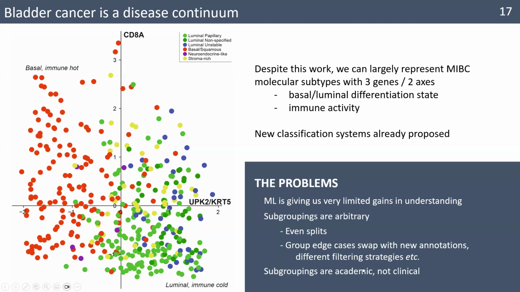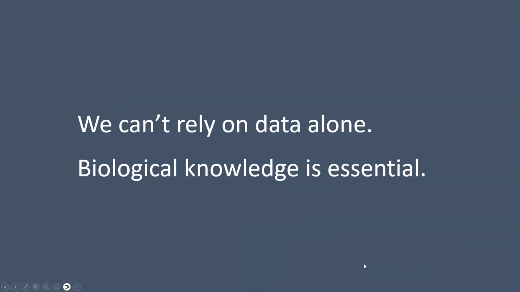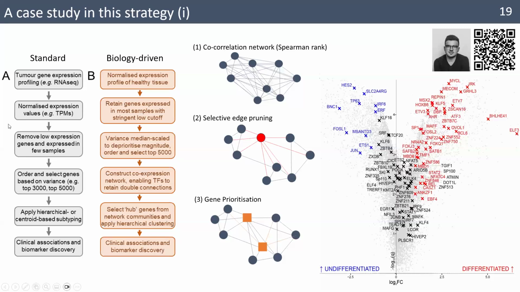So essentially, what can we do to fix this? The big problem as I see it is that we can't rely on data alone when we've got so much biological knowledge already. That biological knowledge is essential to direct our questions. And what I've done in my lab to try and fix this is by bringing the biology in. So the standard approach for machine learning for subtyping is what I've shown already, this in the gray. On the right-hand side here, we have this biology-driven approach.